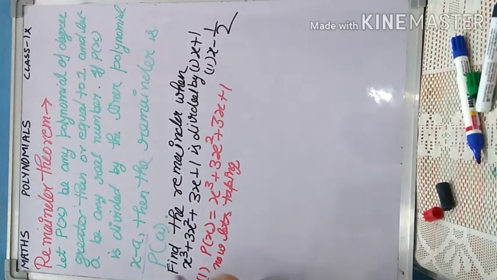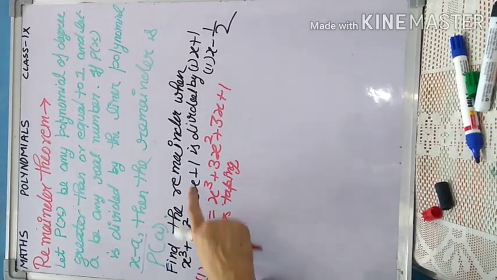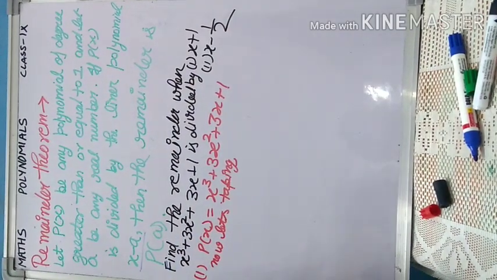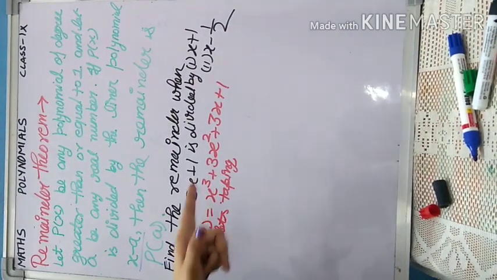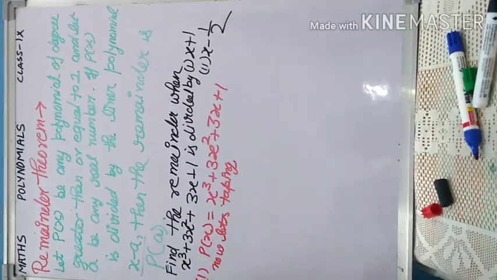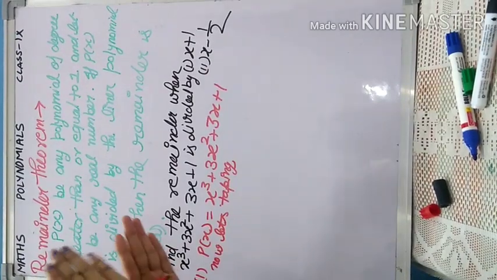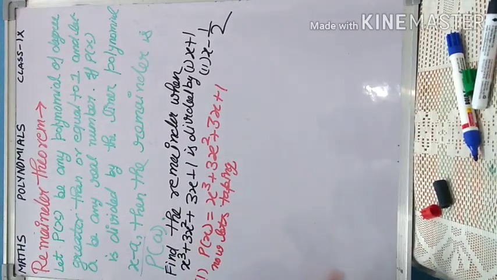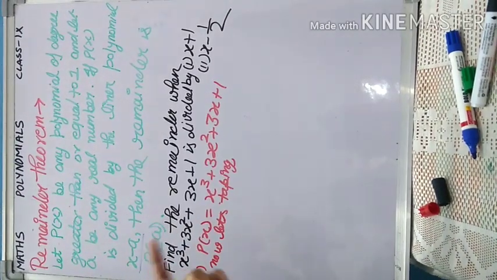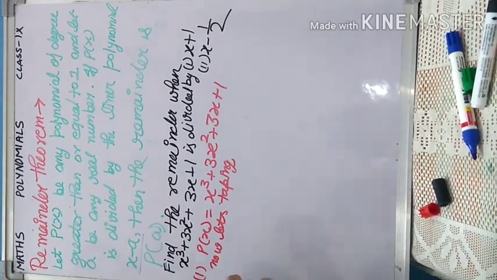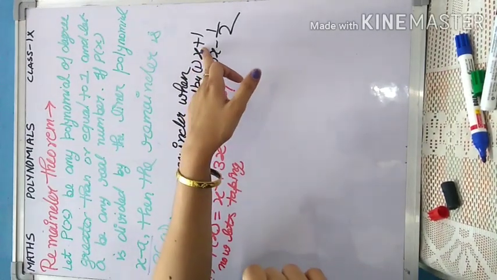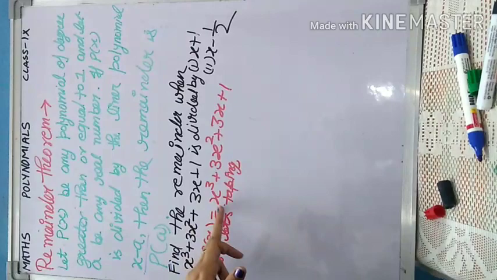Let's see with this question. Find the remainder when x cube plus 3x square plus 3x plus 1 is divided by x plus 1 and x minus half. So p(x) is equal to what? x cube plus 3x square plus 3x plus 1. Students, to find the remainder, either we have to perform the long division method, and after doing the full division we will check what remainder is left, or without doing that, using this remainder theorem we can find the remainder. And how? See, we are going to divide this polynomial by x plus 1.